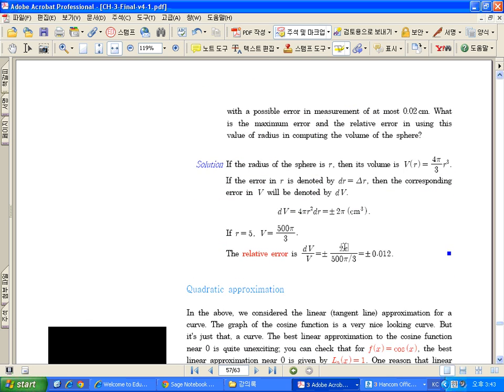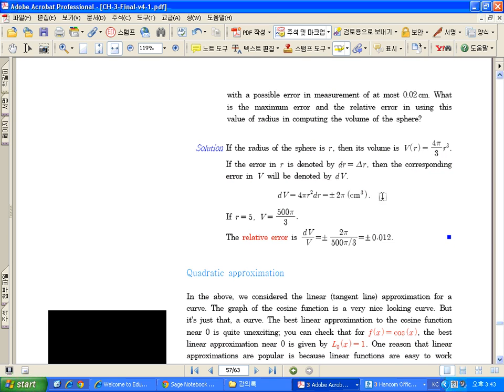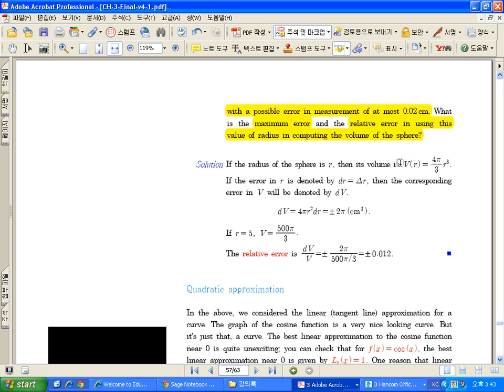Okay. With those notions, the next example shows the radius of the sphere was measured and found to be 5 centimeter with a possible error in measurement of at most 0.02 centimeter. Then what is the maximum error and relative error in using this value of radius in computing the volume of the sphere? Okay, here, since the equation for finding volume is this, as you know, when r is the radius of the sphere, we can find the dv, which is 4 pi r squared dr from here.